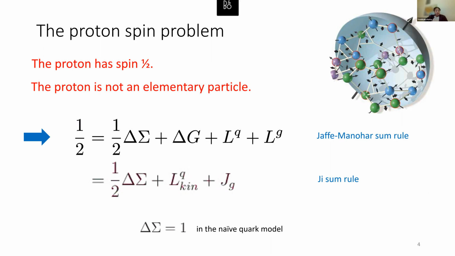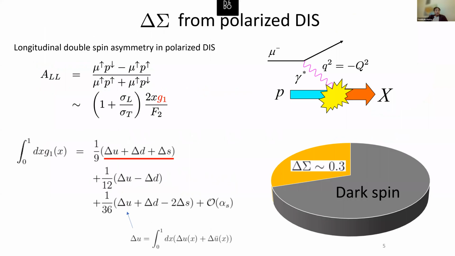And so the naive expectation is that delta sigma is 1. This is from the naive quark model. So basically the proton spin is just a combination of the spin of the quarks. There are 3 quarks, and then it's just adding up the spin of the quarks. So one can actually measure this delta sigma from experiments, from the polarized DIS experiment.